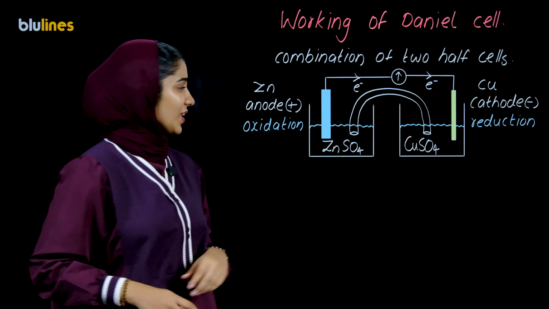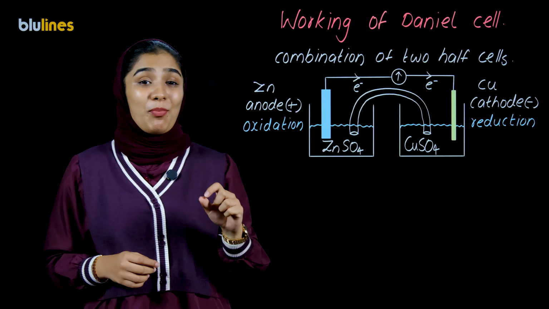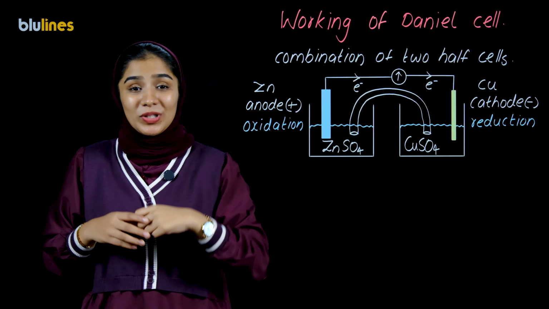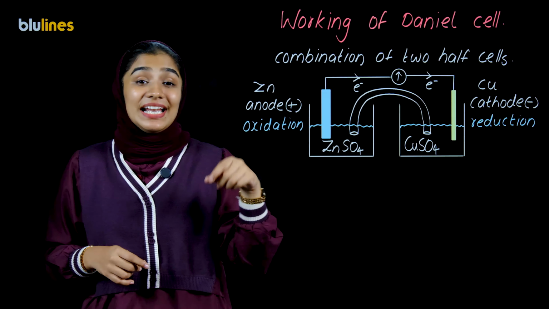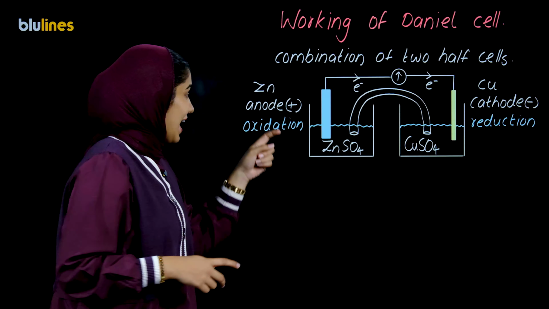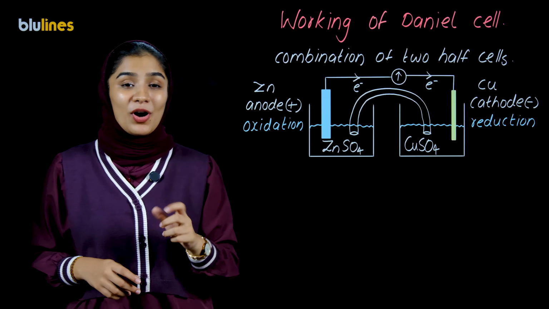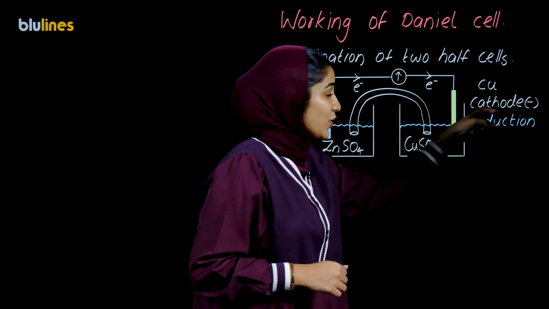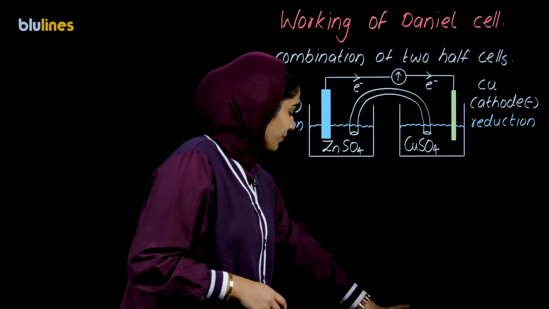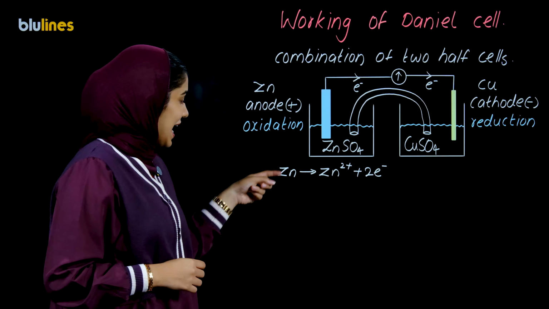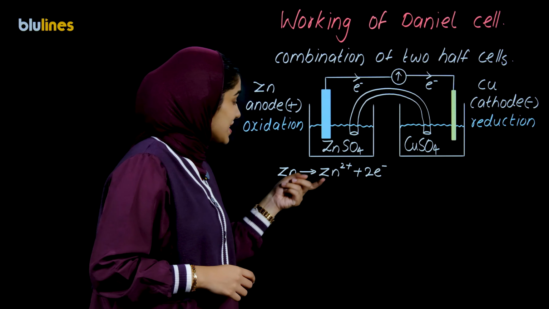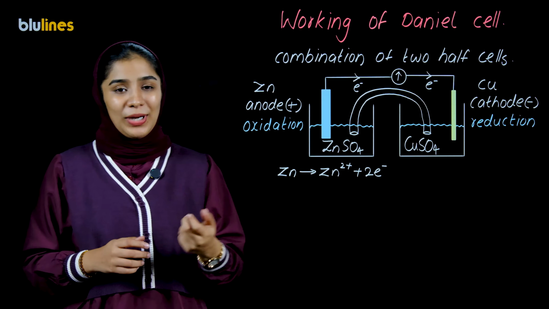Now anode is usually positive, that is, anions are the ones that travel towards the anode, and anions are negative. So negative ions travel towards the positive, and you could say anodes are usually positive and the cathode is the negative one. Now here oxidation takes place at zinc, it is a loss of electrons. So zinc becomes Zn2+ plus 2 electrons.